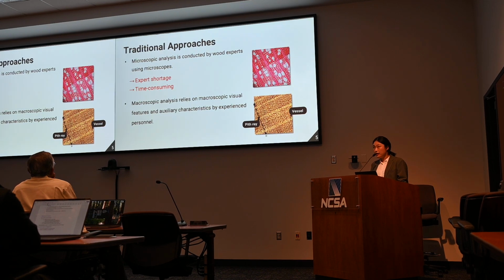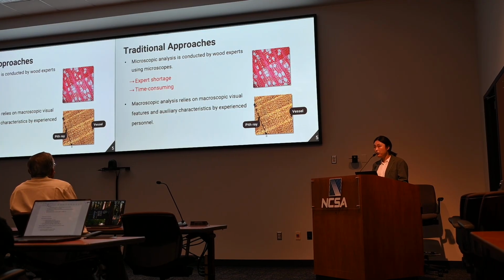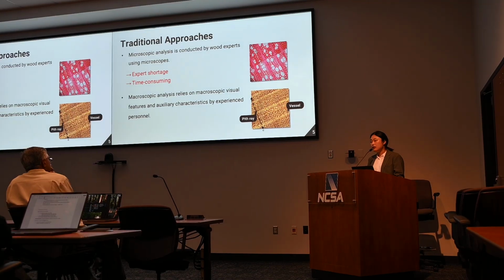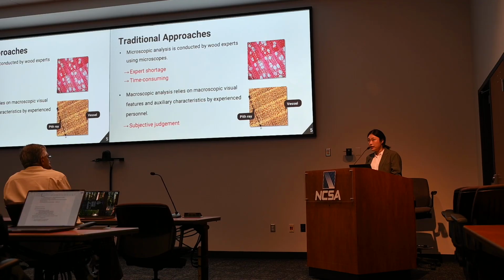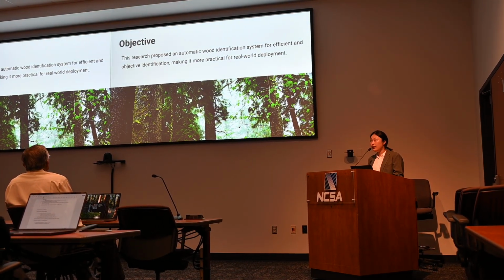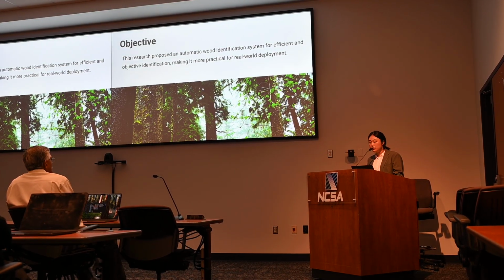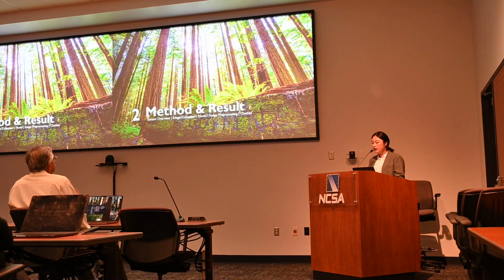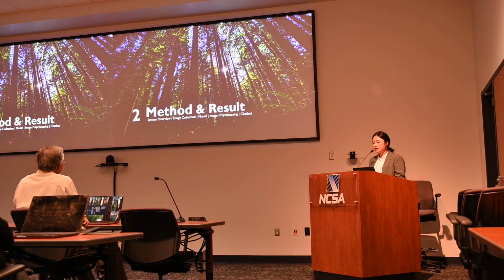And the other method uses macroscopic analysis like smell, texture, or color, just by experts' naked eyes. This method easily leads to subjective judgment. Therefore, this research proposed an automatic wood identification system for efficient and objective identification. Next, I will walk you through the method used in this research, followed by the key results we obtained.